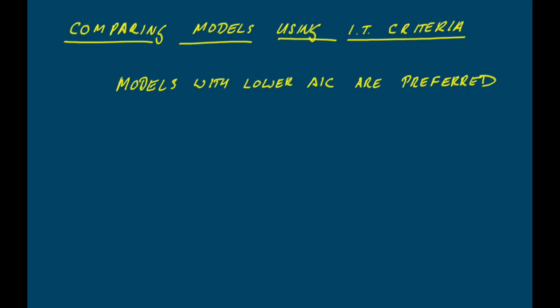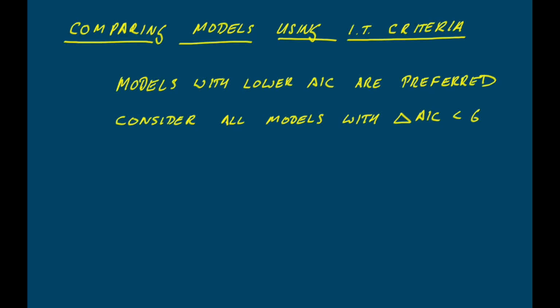So simpler models are preferred to more complex models. And what we do when we're using AIC to compare models is we compare the difference in AIC between the model with the lowest value of AIC and our other models. And you'll see this called the delta AIC. So the delta AIC is simply the difference in AIC between the models that we're comparing.